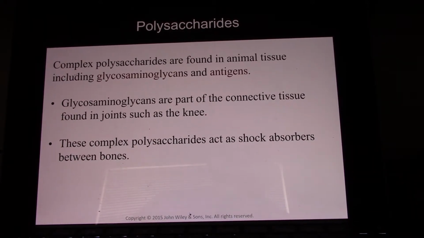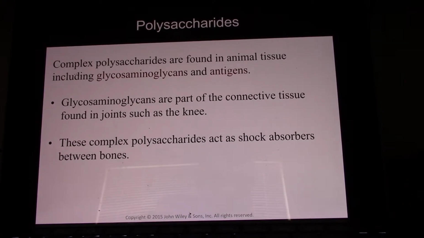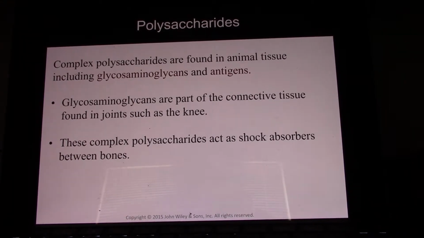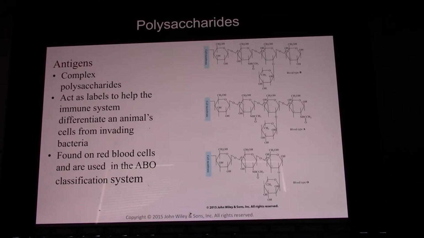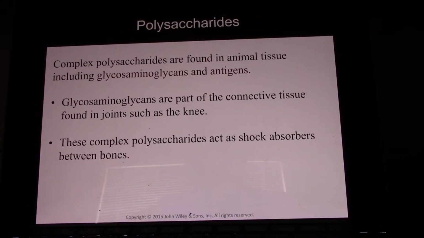feet tall. Complex polysaccharides are found in animal tissues, including glycosaminoglycans and antigens. So here we have glycosaminoglycans, and they are part of the connective tissue that is found in joints such as the knee. These complex polysaccharides act as shock absorbers between the bones. And so we'll have proteoglycans, molecules like this, huge polysaccharides, which can also be associated with proteins that form the connective cartilage tissues that you find in your joints.